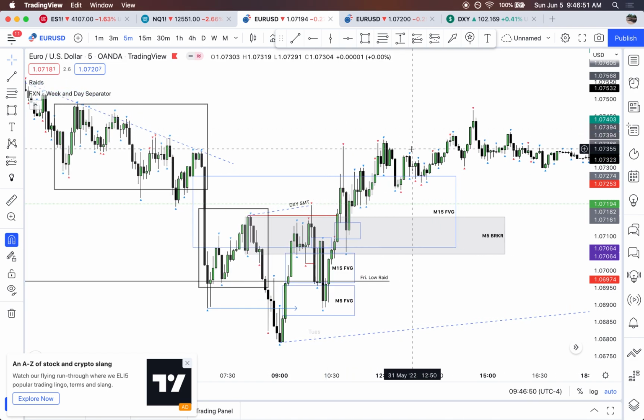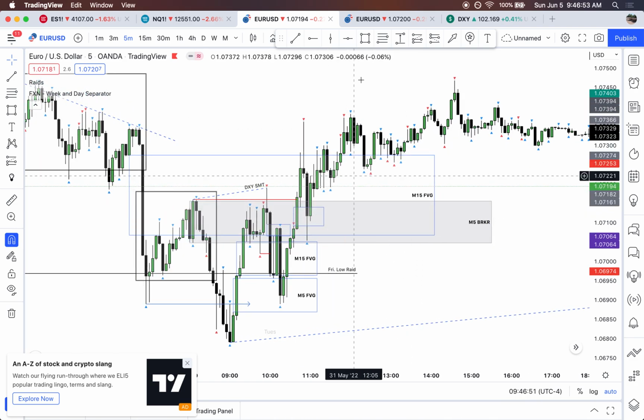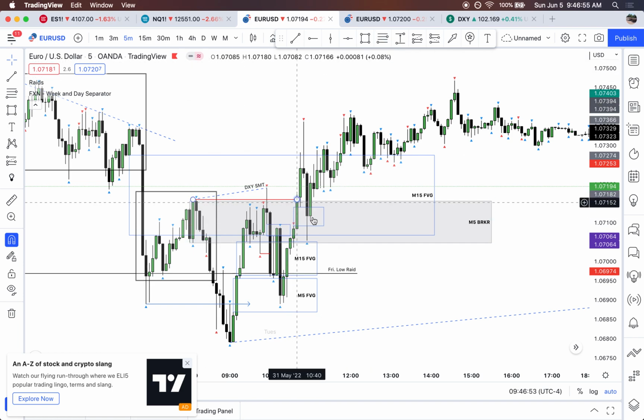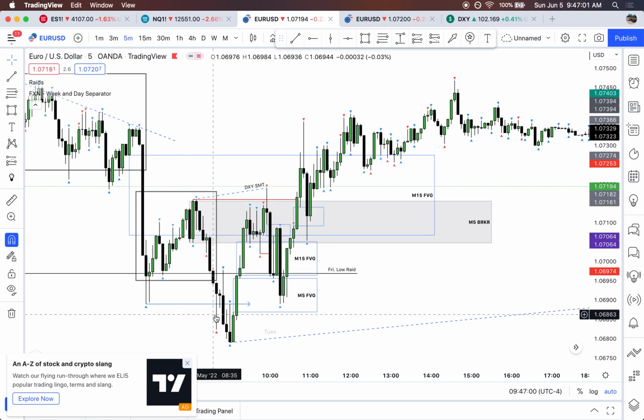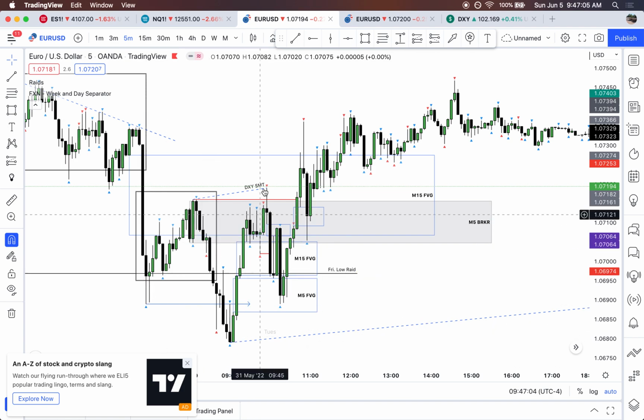But there weren't any super clean entries outside of this entry here in the fair value gap and breaker. Because what ended up happening was I saw this, price breaking structure down, and then we ended up raiding this M15 high with an SMT and breaking structure here, coming back up into the fair value gap.